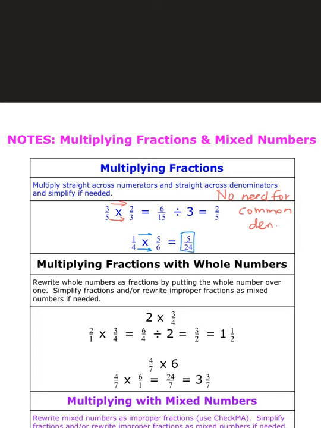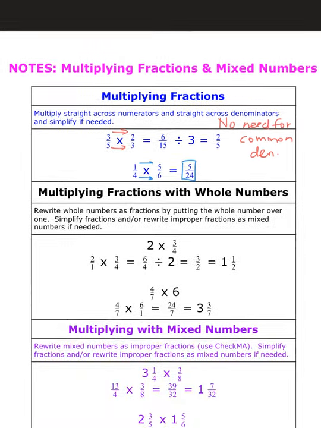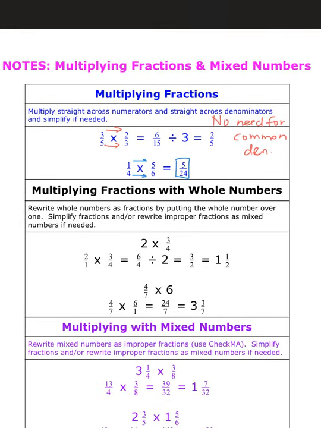Now we go to the next part, and the next part says you're multiplying fractions with whole numbers. So let's see what that looks like. Now 2 is your whole number times 3/4. Well, you can't multiply just a whole number with a fraction. They have to both be in fraction form. So in order to do that, you just write your whole number as that number over 1. So whatever that whole number is, integer, you put it over 1.